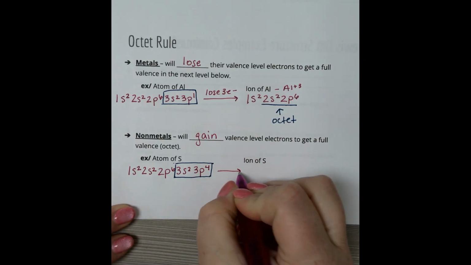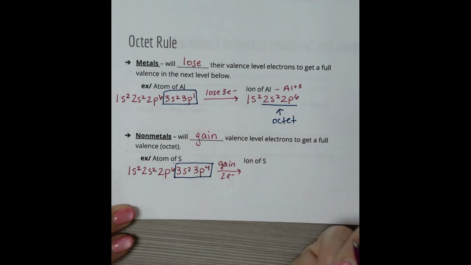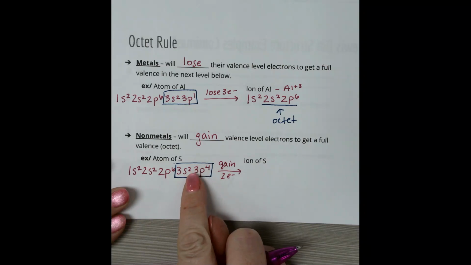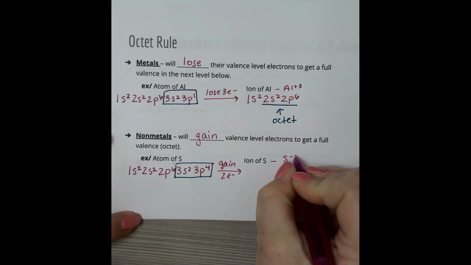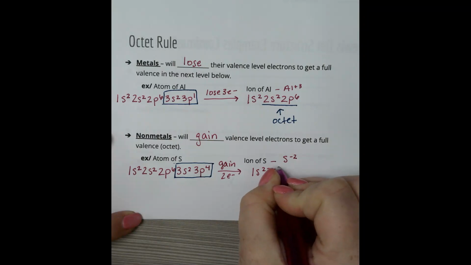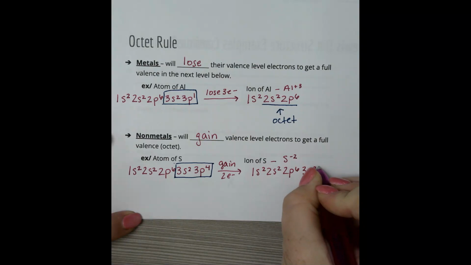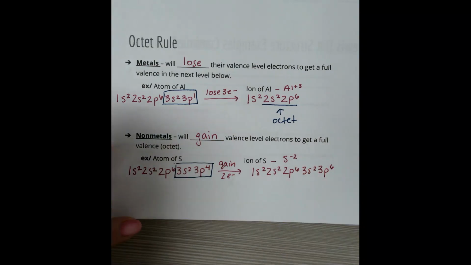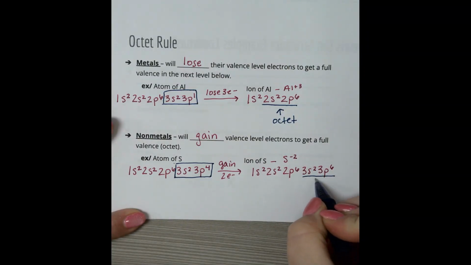So it's going to gain 2 electrons, and those 2 electrons are going to go into that 3p. So our ion, which is going to be S minus 2, is 1s2, 2s2, 2p6, 3s2, 3p6. And now we have that outermost energy level filled, and there is our octet.